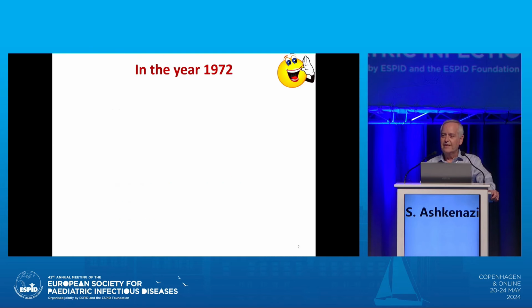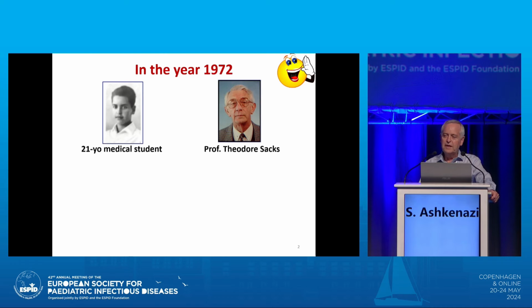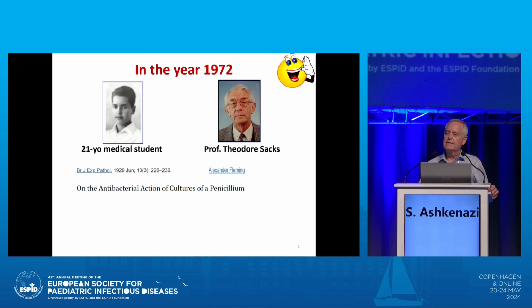So, in the year 1972, not 25, in 72, I was a 21-year-old, third-year medical student, young, curious, and enthusiastic. I'm still curious and enthusiastic. And Theo Sachs was a great teacher, a role model, and he began the course of antibiotics by bringing physically in his hands the article of Alexander Fleming.